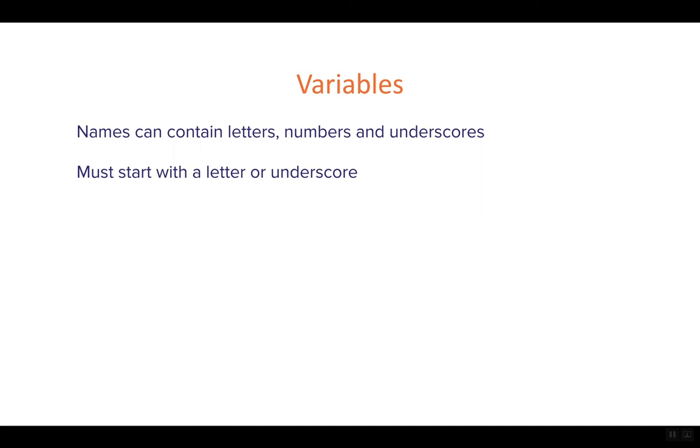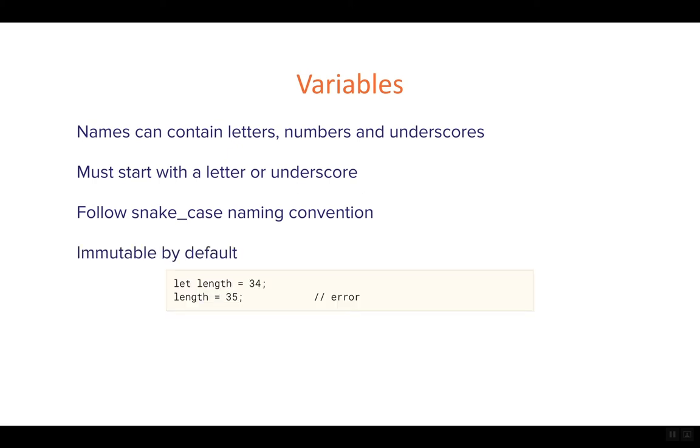You cannot have a variable name that starts with a number. Now, Rust usually follows the snake case naming convention, which simply means you have lowercase words, in case you have multiple words in the name of the variable, separated by underscores. So snake underscore case underscore whatever words you need to put after that. Okay, so the snake case convention.